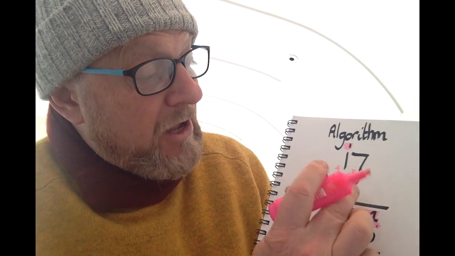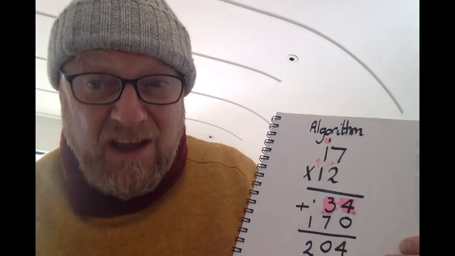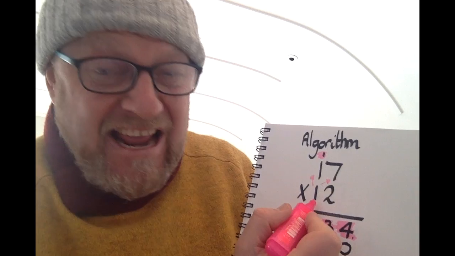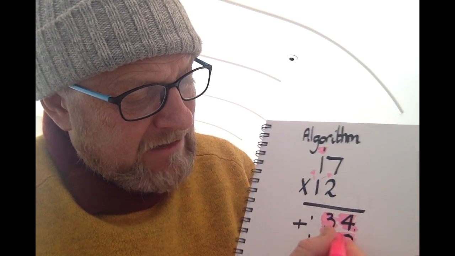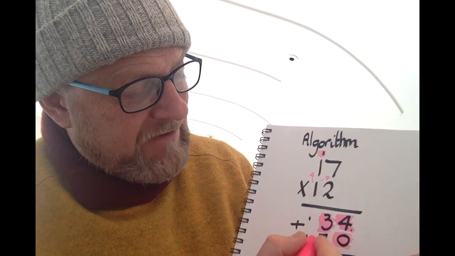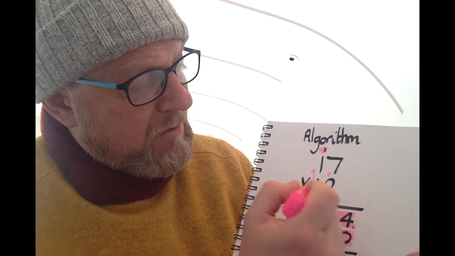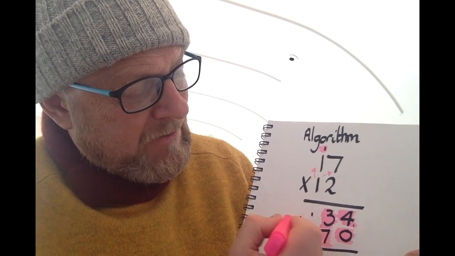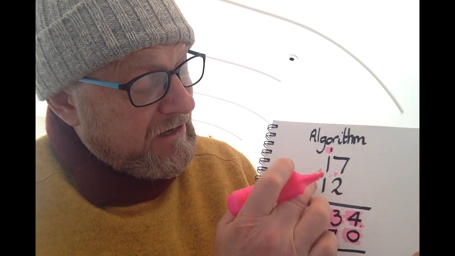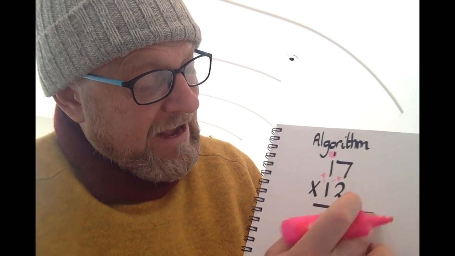1 times 7. Now, the first thing we do, which is very, very important, is this is not a 1. This is a 10. So we put the 10, the 0 part, down here before we even start the sum. Then we do 1 times 7 is 7. And 1 times 1 is 1. Then we add the product of the units multiplication and the tens multiplication. We add them together.